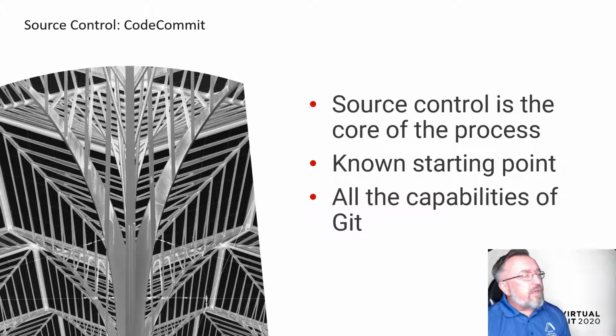But the whole idea here is that because CodeCommit is out there on the cloud in AWS, it gives us a central location where we can access our code. That makes it easier for the teams to share, and it makes it easier for us to automate. And that's what we'll be doing later, is automating it. Well, how do we automate it? That's the question.